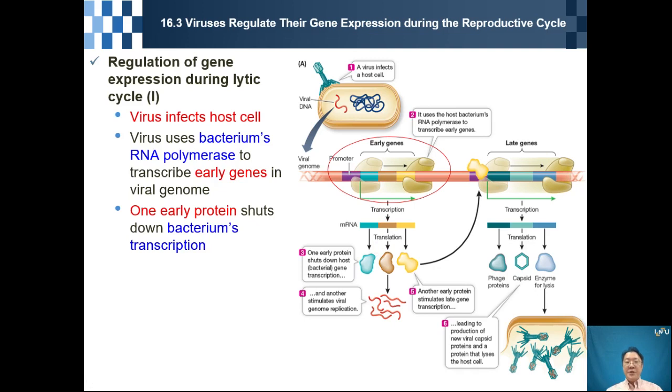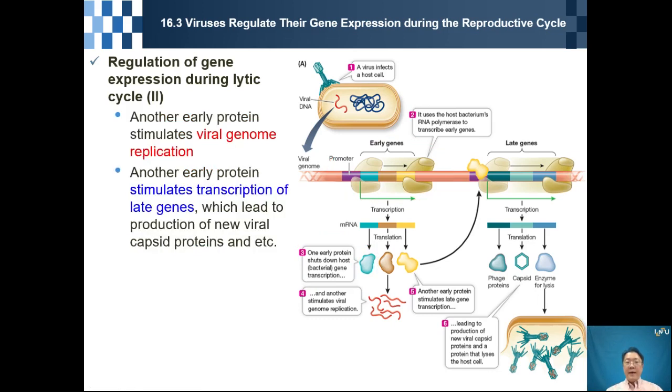The early genes are composed of several proteins. They have protein A, protein B. They can translate protein A, protein B, and protein C, like this. One early protein can shut down the bacterium's own transcription. So bacteria can initiate their own transcription, but one early protein shuts down the bacterium's transcription.